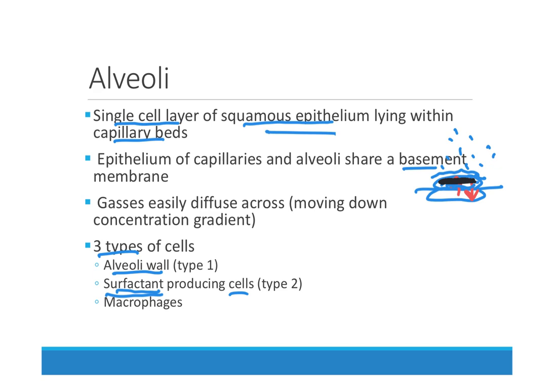It's one of the last things that's produced before birth, and so often if babies are born prematurely, they have difficulty breathing because they don't have enough surfactant present in their lungs.